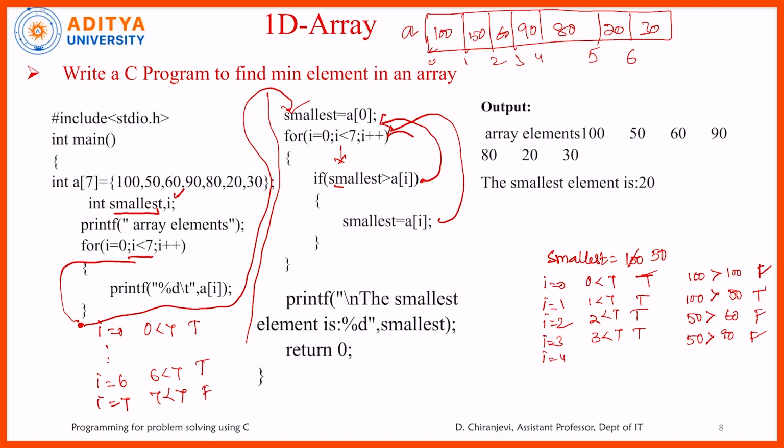Now I value is 4, and 4 less than 7 is true. Again you can check the smallest value: 50 greater than a of 4. A of 4 value is 80. 50 greater than 80, again this is also false. If it is false, again you update I plus plus.